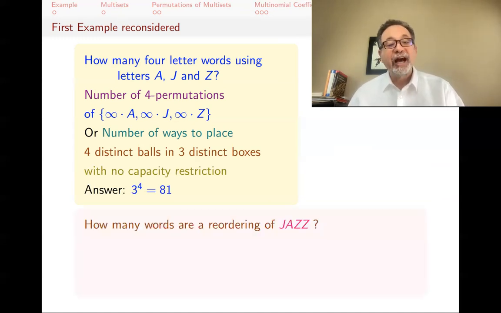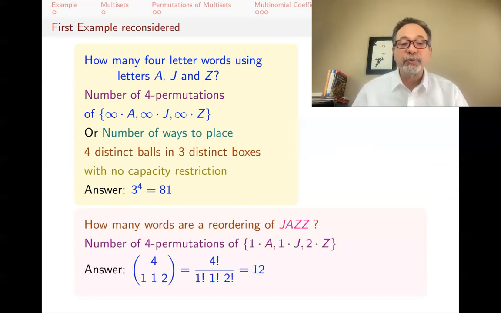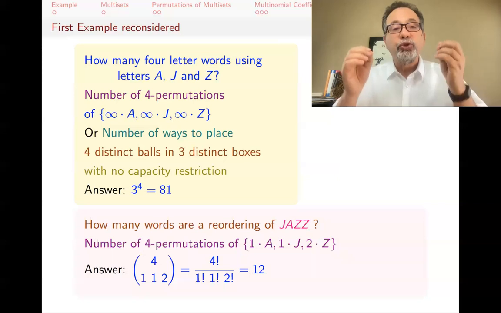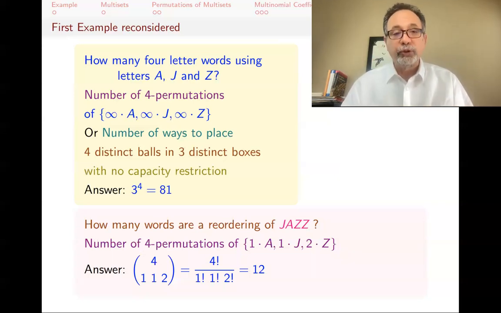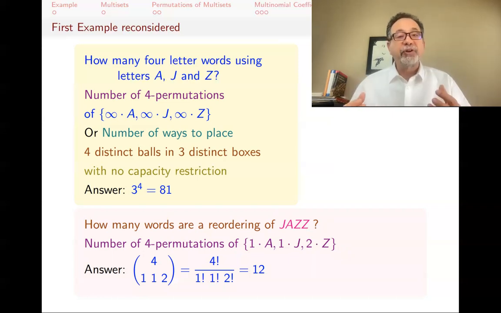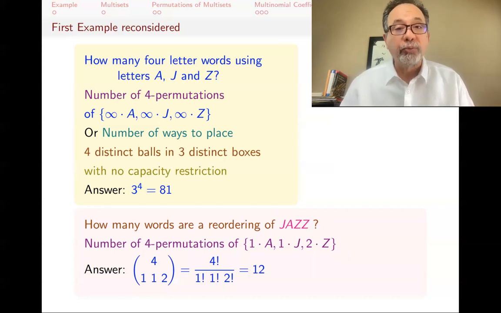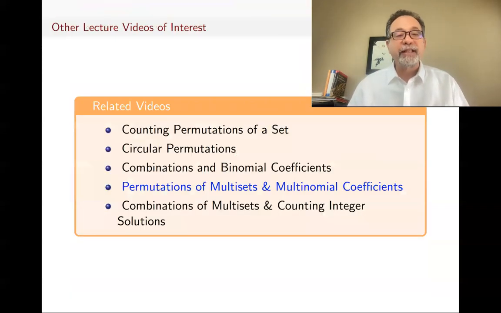The other question was how many words are a reordering of JAZZ? And that's the same as the number of 4 permutations of this multiset 1A, 1J, 2Z. And as we saw, this is a multinomial coefficient, 4 choose 1, 1, 2, and the answer is 12. So the point here is that you've done 2 types of permutations of multisets. One case when all the repetition numbers were infinite. In that case, we just got a power, T to the S. The other case where we are permuting everything and not picking and choosing, and in that case, we get a multinomial coefficient. This is the end of this lecture.